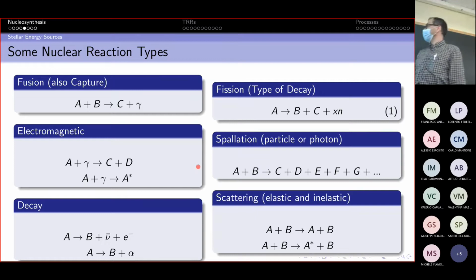Fission is just where a nucleus splits into two nuclei that are more or less equal in shape. Not quite, and not always, but close. Quite often it gives off a lot of neutrons.